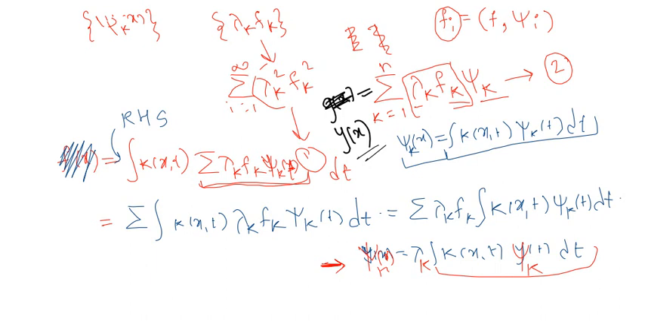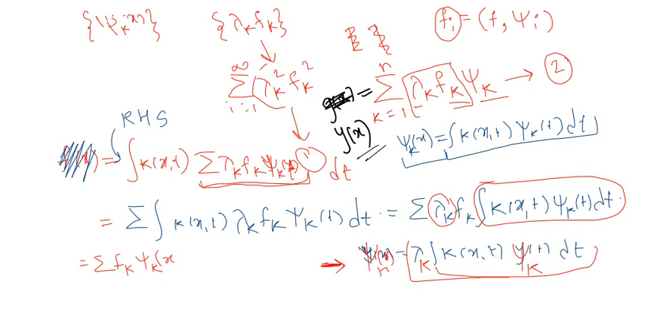So instead of dividing by lambda k, we can take this full expression here. This lambda k along with the integral is nothing but xi k of x. So what we will get here is that this is equal to the summation of f k xi k of x.